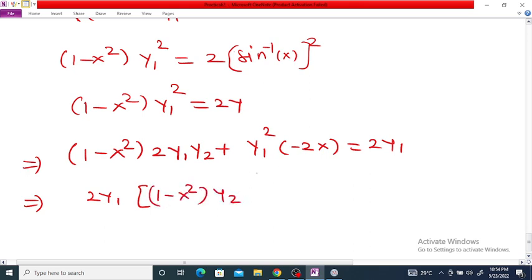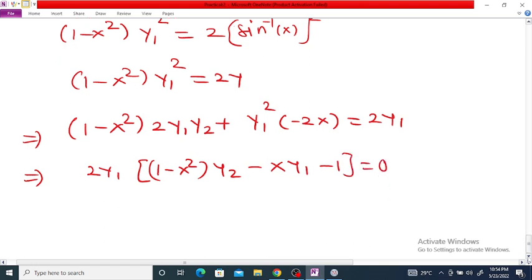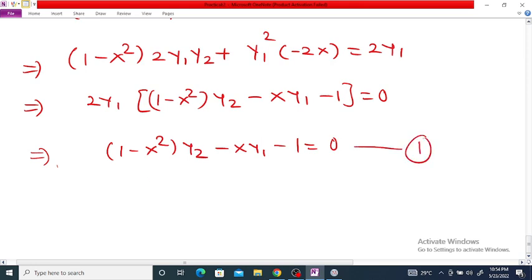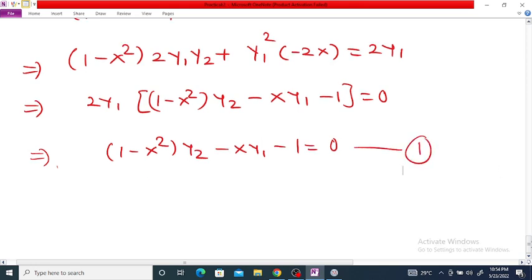If we take y1 out, square, 2y1 out, square, then minus xy1 and minus 1 is equal to 0. Now if 2y1 is not equal to 0, it implies (1 minus x square) y2 minus xy1 minus 1 is equal to 0. Say this is equation number 1.